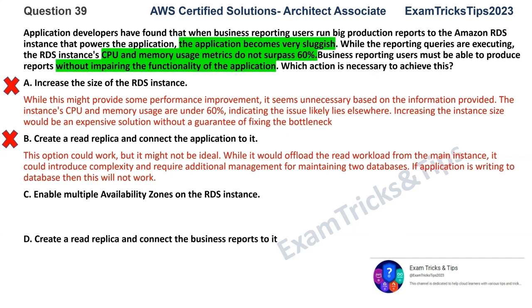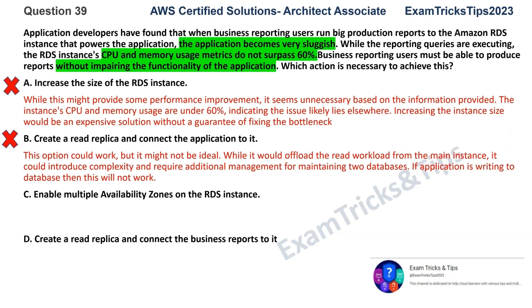The next one, which is incorrect, is option C. Option C says, let's enable multiple availability zones on the RDS instance. Now, when you deploy a particular solution in more than one availability zone, that is your reliability solution, not a solution from a performance perspective. So it will help in disaster recovery, but it's not going to help in this scenario that we have here.